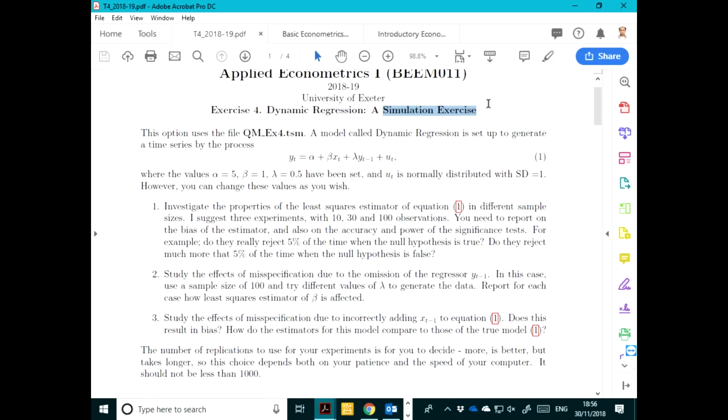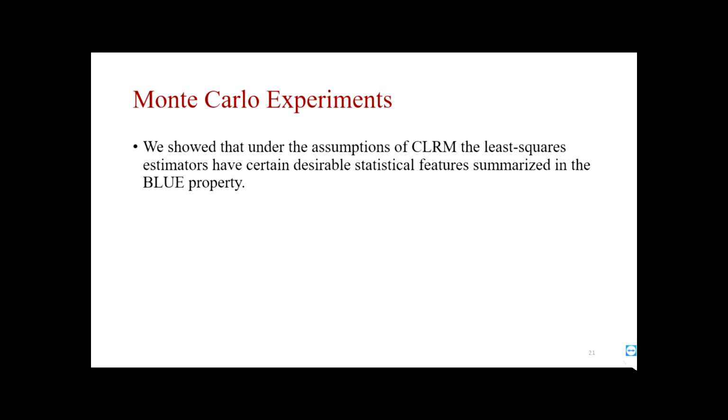So it's a simulation exercise because it involves a lot of the ideas we just spoke about: how to test a hypothesis, how to test the power or the accuracy, and all of these details that we want. So let's start with talking about the Monte Carlo experiments.